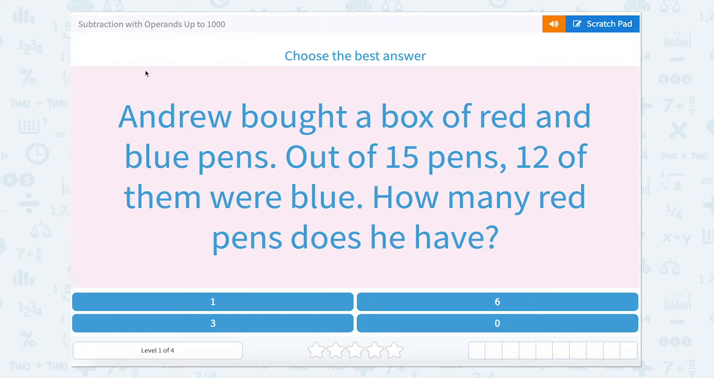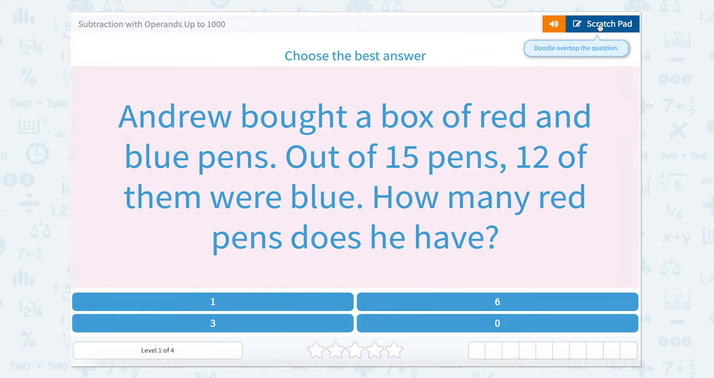Let's work on subtraction with operands up to 1,000. The question asks us to choose the best answer. Andrew bought a box of red and blue pens. Out of the 15 pens, 12 of them were blue. How many red pens does he have now?